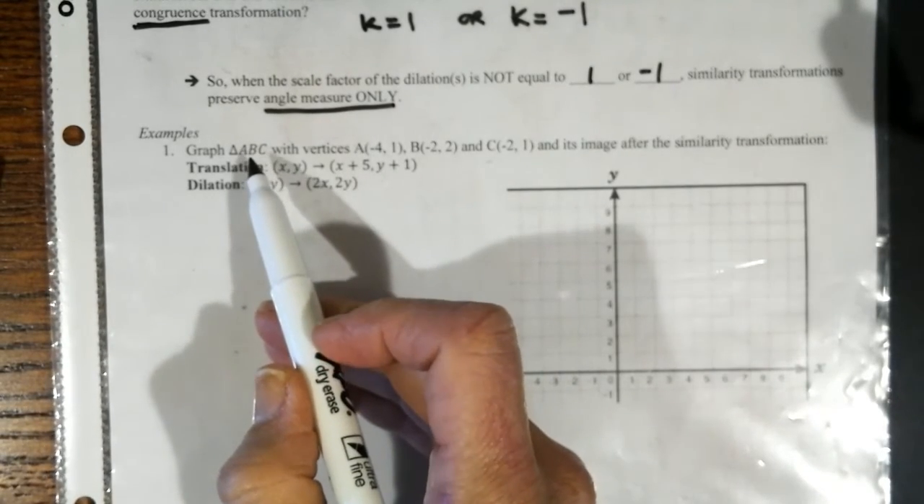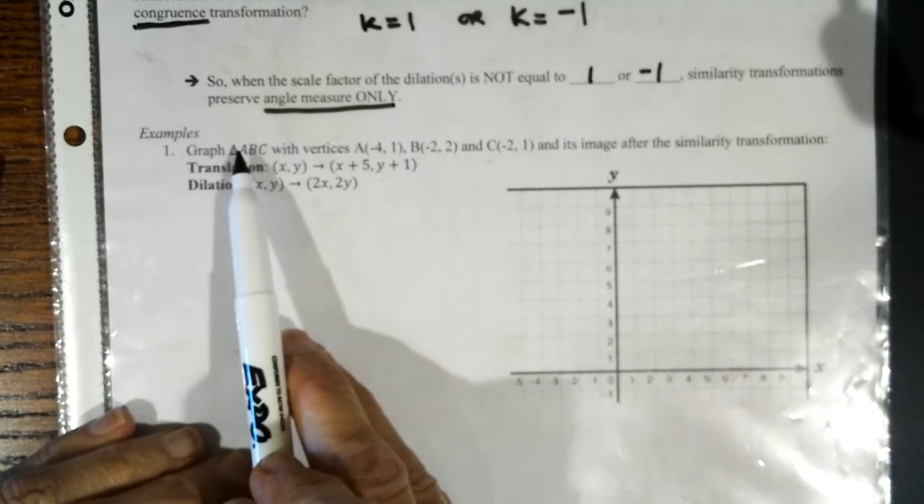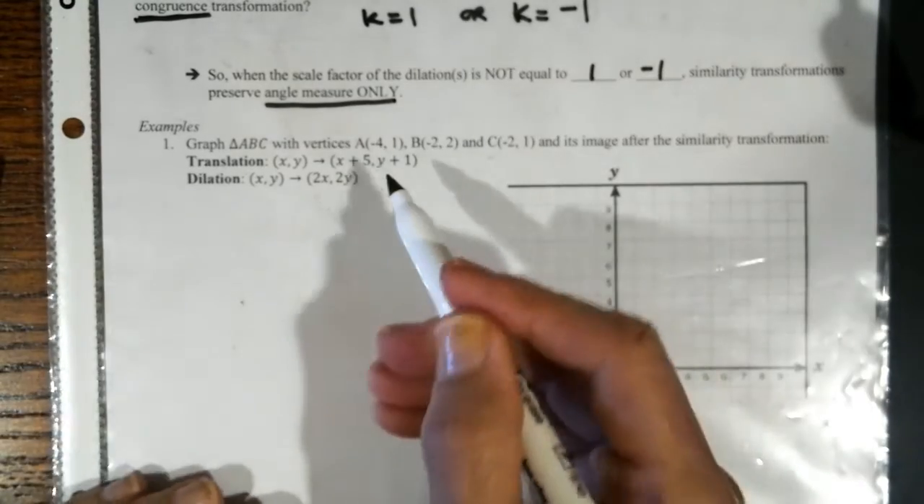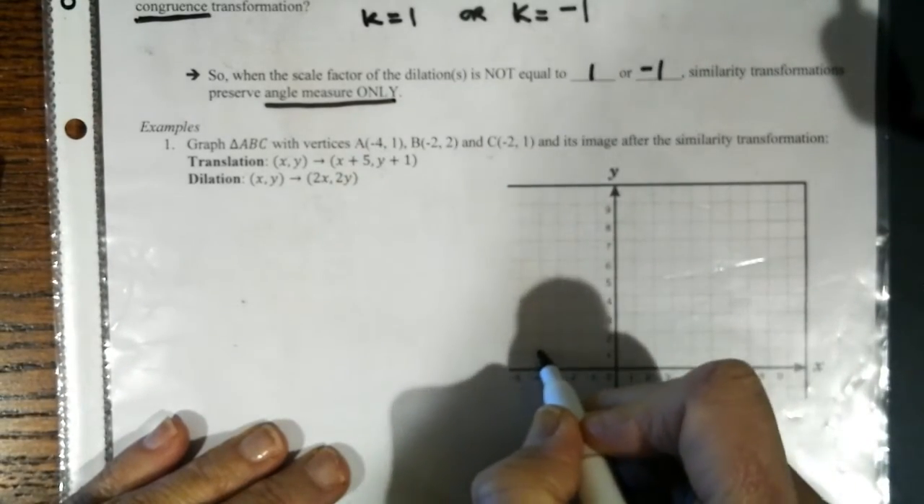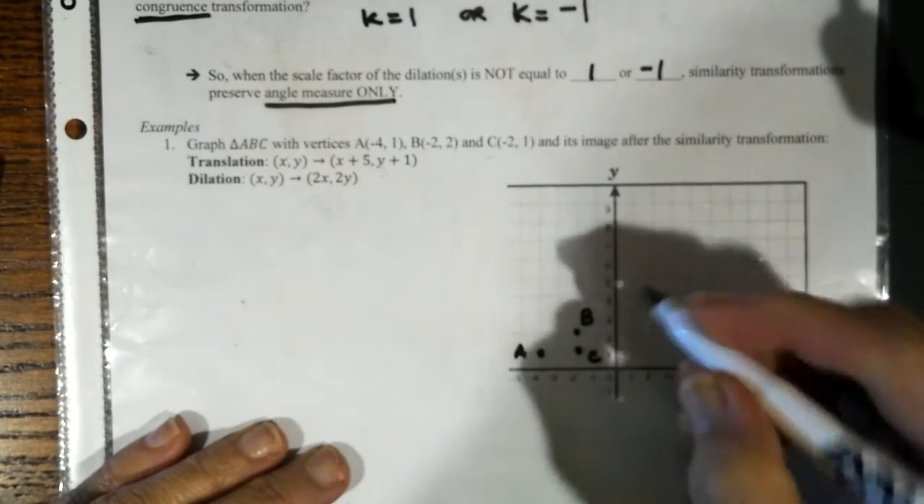Okay, so what I'm going to do here is, like yesterday we did some dilations, this you're doing the combination, which of course is called a composition. We're going to graph the first one in black, I'm going to graph the second one in red, and I'll graph the third one in blue. So it's 3 different graphs. We're going to start with ABC. A is -4, 1. B is -2, 2. And C is -2, 1. So we've got this teensy tiny triangle.